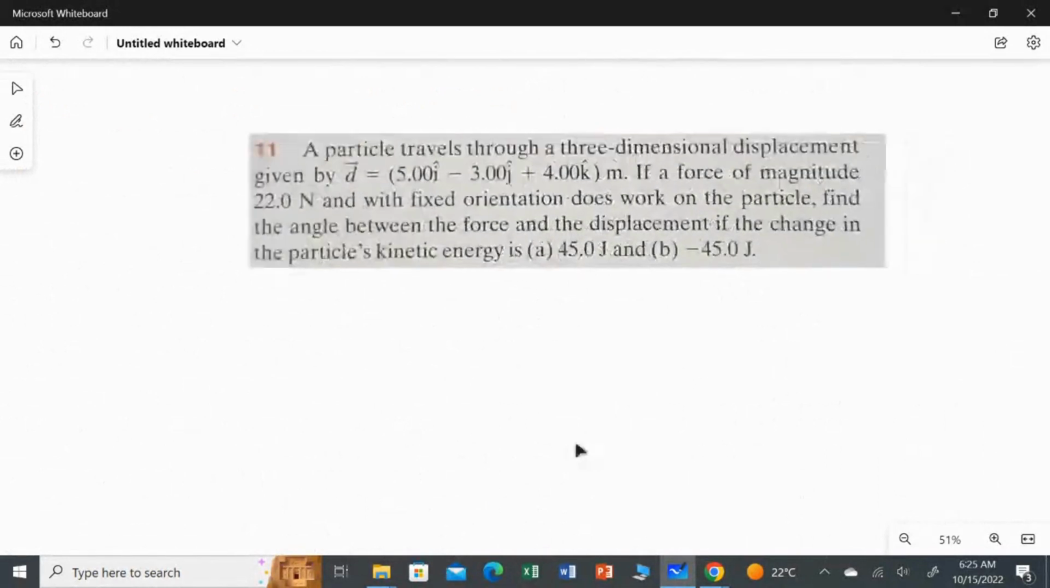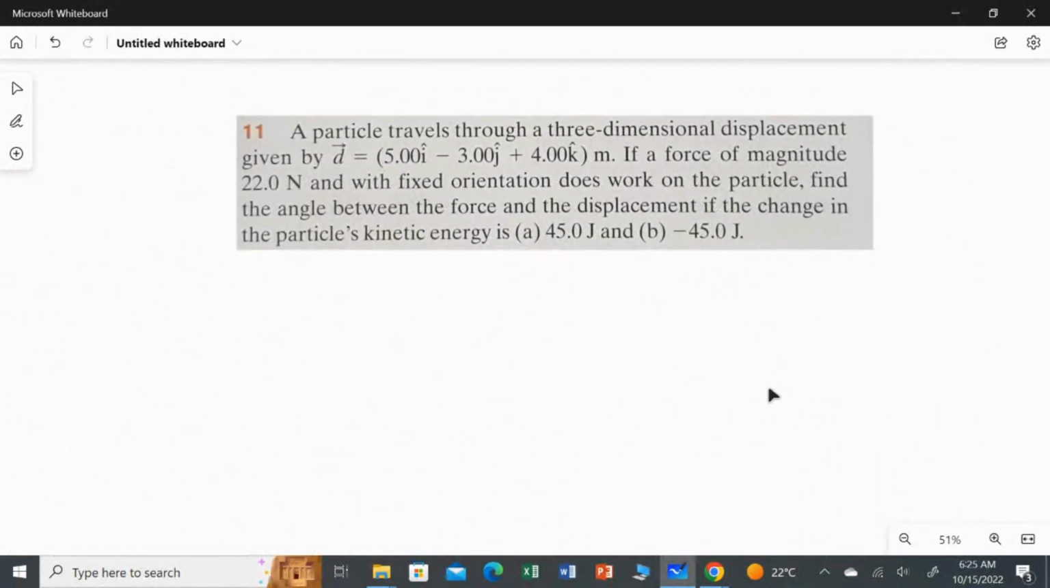Now we have to come to the second question. So read the questions line by line, word by word. A particle travels through a three-dimensional displacement, which is given by the displacement vector d, which is equal to 5 i cap minus 3 j cap plus 4 k cap, in meters. If a force of magnitude 22 Newton and with a fixed orientation does work on the particle, find the angle between the force and displacement.